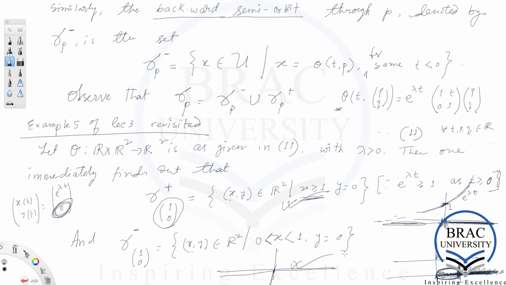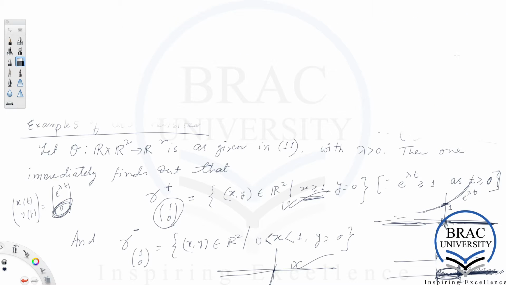Now, in the following proposition, we'll see that if the forward semi-orbit is bounded, then the omega limit set of the corresponding orbit is non-empty. Similarly, if the backward semi-orbit is bounded, then the alpha limit set of the corresponding orbit is non-empty. Okay, let's see. So let me write it down here.